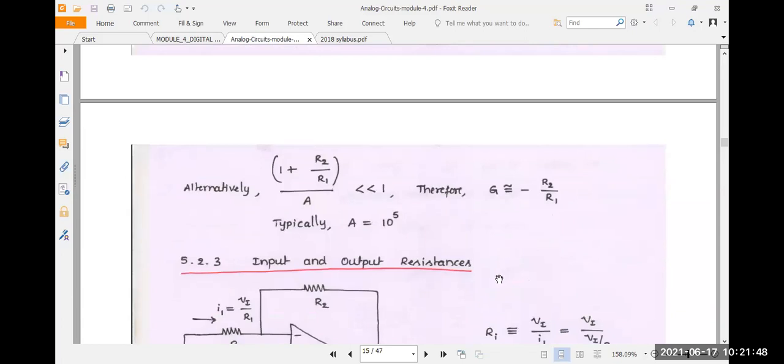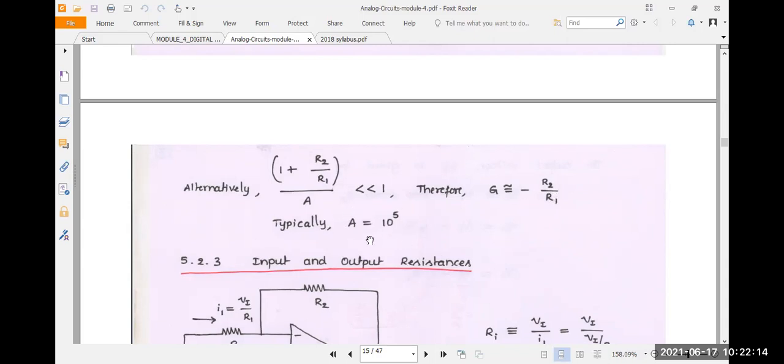Next, there is one more method in order to reduce the dependency. That is 1 plus R2 by R1 divided by A should be less than 1. This was the alternate method in order to reduce the dependency. Therefore we can take closed loop gain equal to minus R2 by R1.